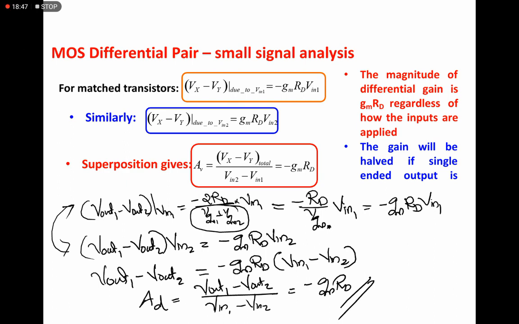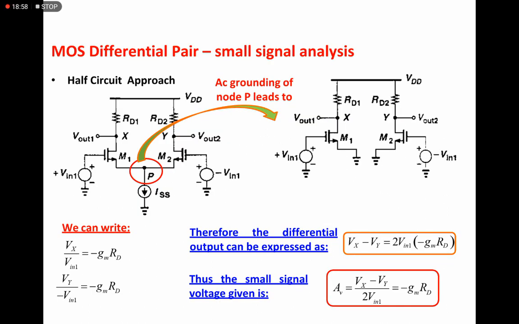So here in the final equation we consider both the transistors are symmetric, GM1 equal to GM2, the gain becomes minus GM into RD. In the half circuit approach, we are assuming that all the transistors are identical, all the resistors are identical, and the circuit is symmetric with respect to the point P. Then we can neglect the effect of point P and we can split the circuit into two equal halves.